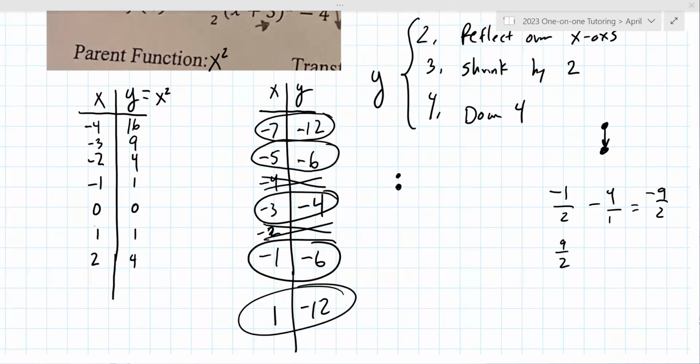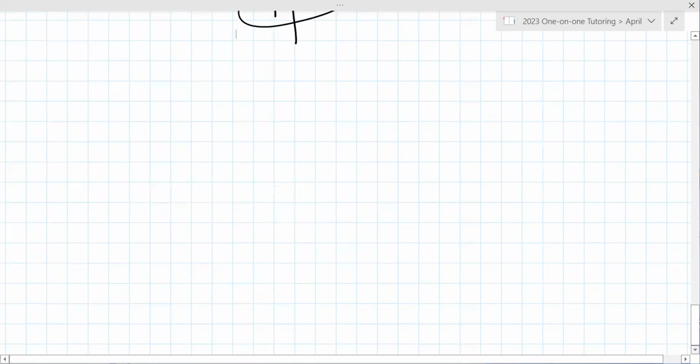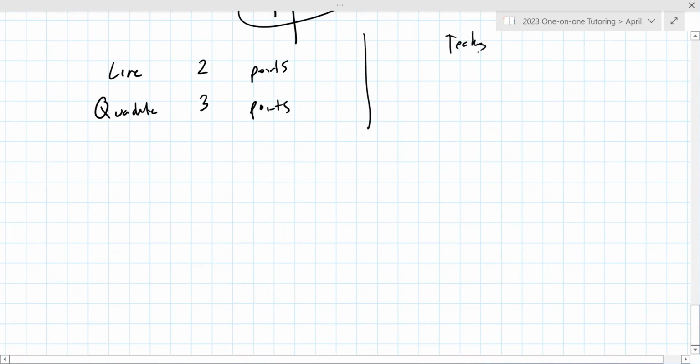The quadratic requires 3 points for uniqueness. So a line requires 2 points. You have to have two unique points. Quadratic actually only requires 3 points, but the teachers want five.